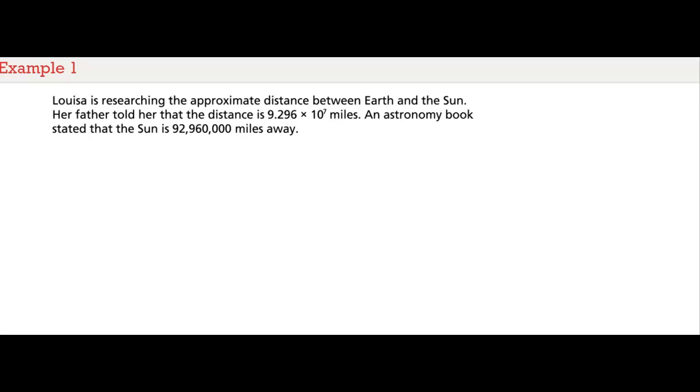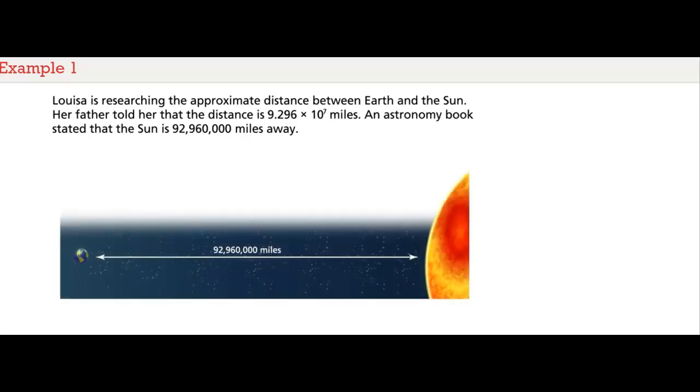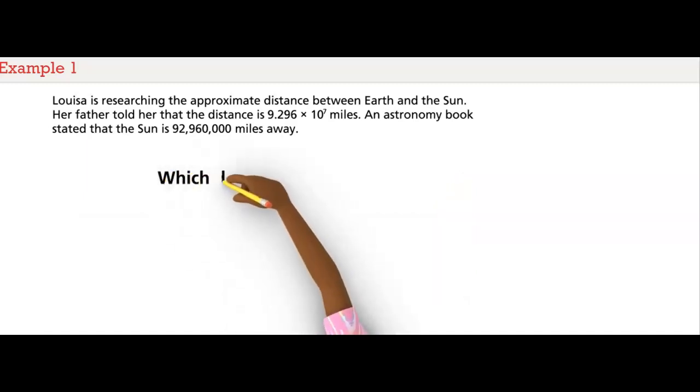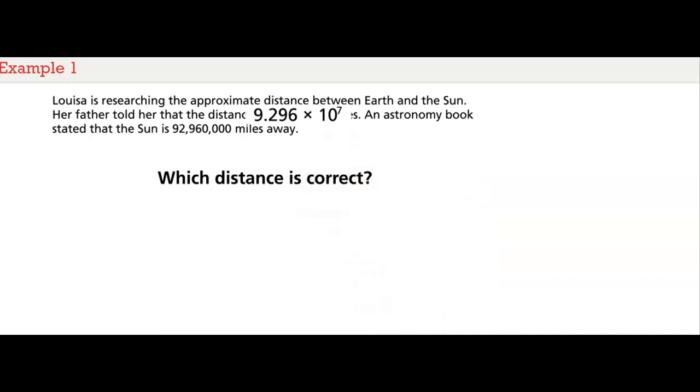Louisa is researching the approximate distance between Earth and the Sun. Her father told her that the distance is 9.296 times 10 to the 7th power miles. An astronomy book said the Sun is 92,960,000 miles away. Which distance is correct? The distance stated by Louisa's father, or the distance in the book?